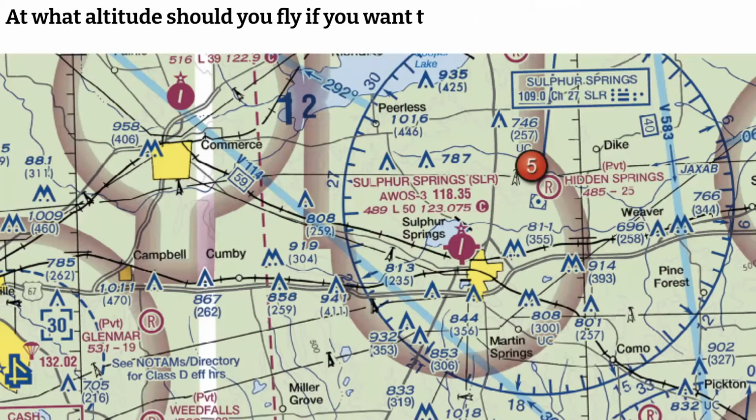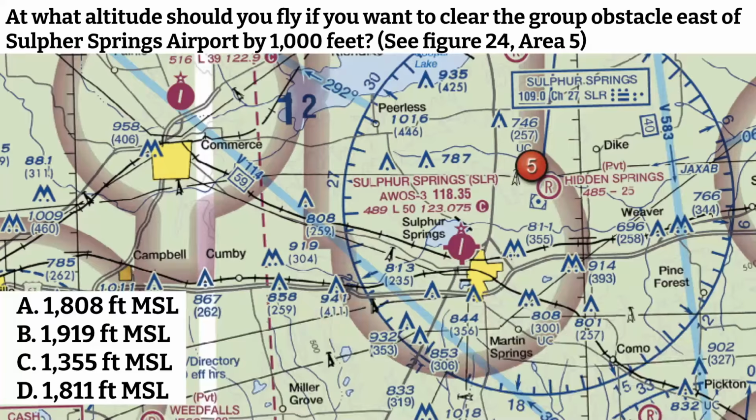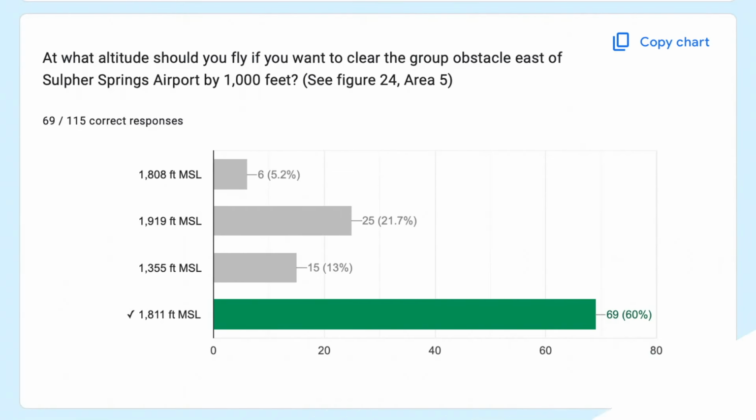Next, we have question 7. At what altitude should you fly if you want to clear the ground obstacle east of Sulphur Springs Airport by 1,000 feet? See figure 24, area 5. Let's see what you've got, and I'll show you the answer. Okay, much better on this one.